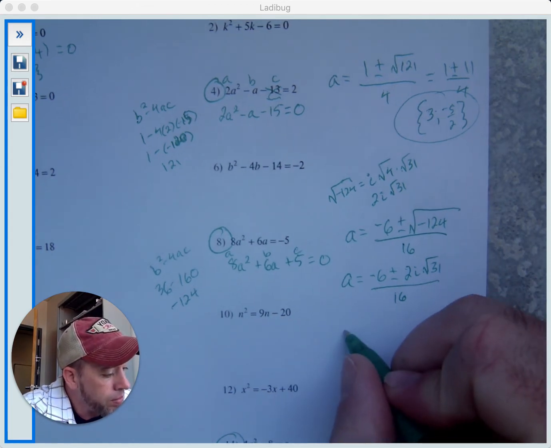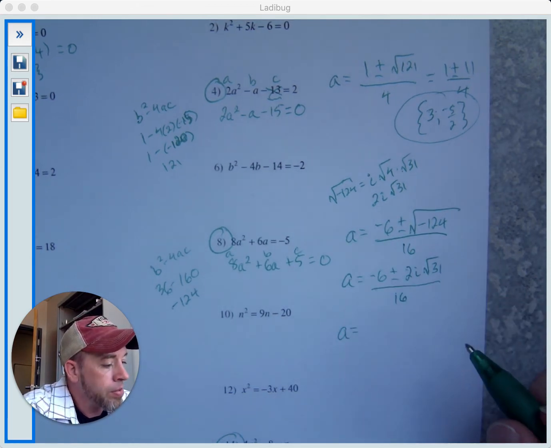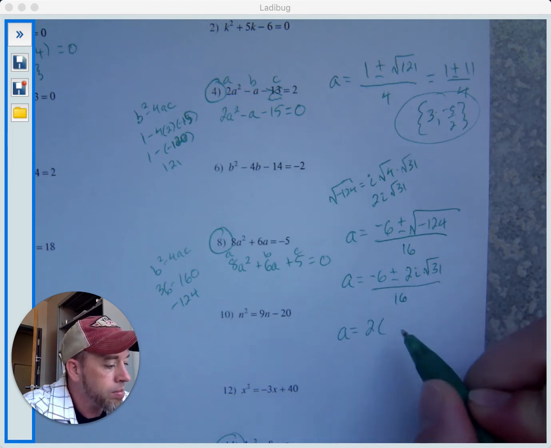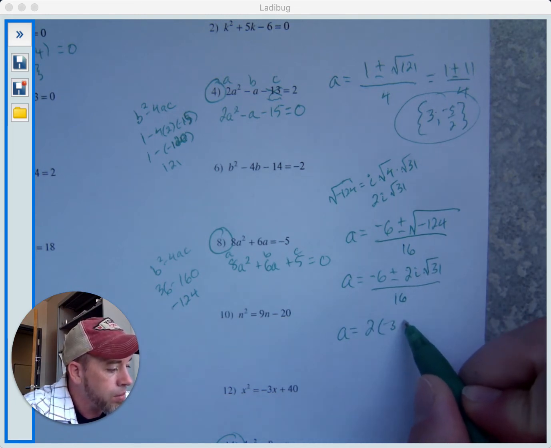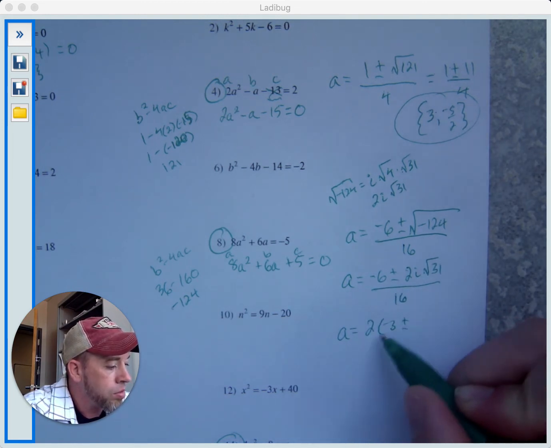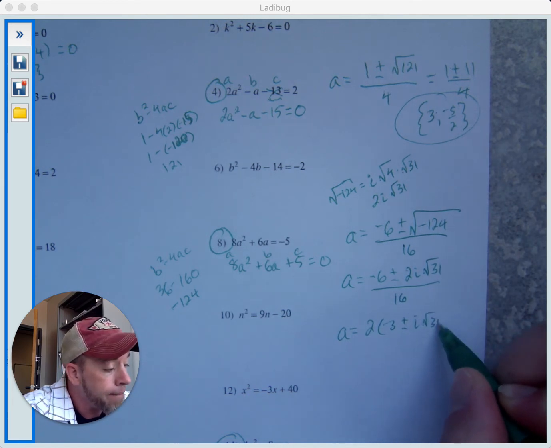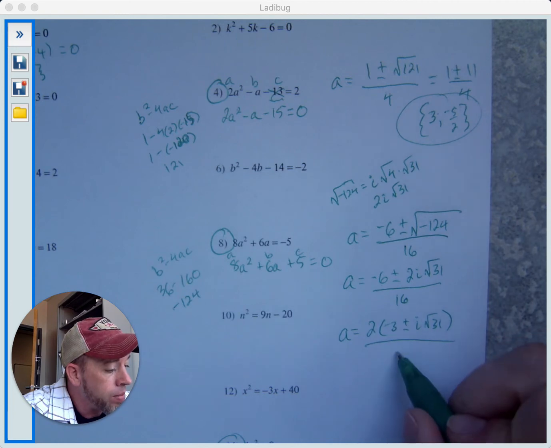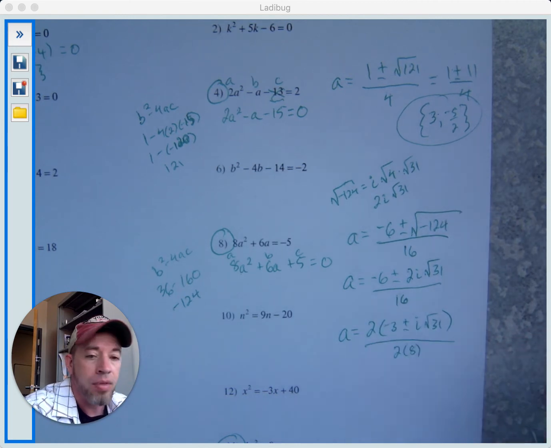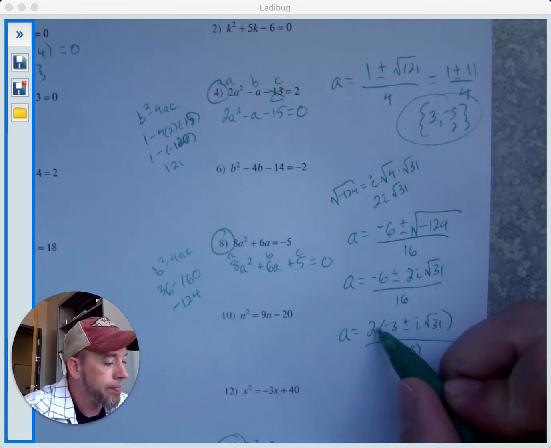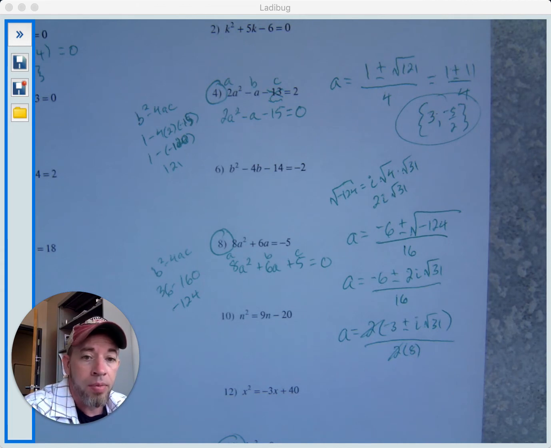So let's see. I'm going to write that down. So I'm going to factor 2 out of the top, and that becomes negative 3 plus or minus i square root of 31. Factor a 2 out of the bottom, and we get 2 times 8, right? And then we can cancel those 2's. And then we have our answers, right?